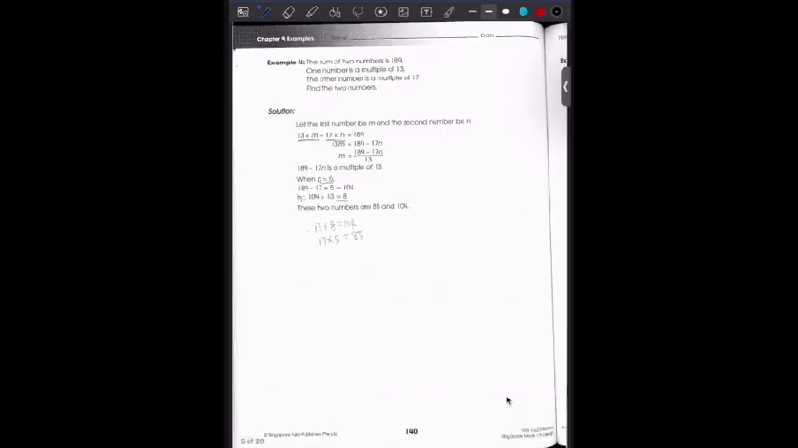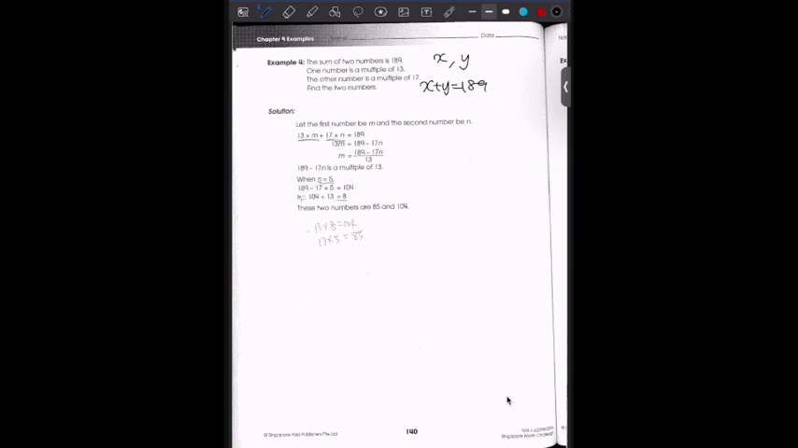Now let's take a look at example 4. The sum of two numbers is 189. One number is a multiple of 13, the other number is a multiple of 17. Find the two numbers. So we have x and y as our numbers. The sum is going to be 189. One number is a multiple of 13, the other number is a multiple of 17.